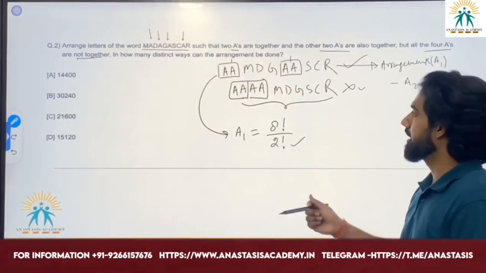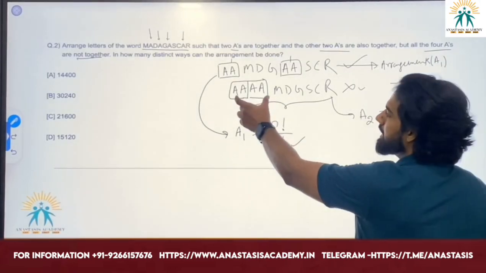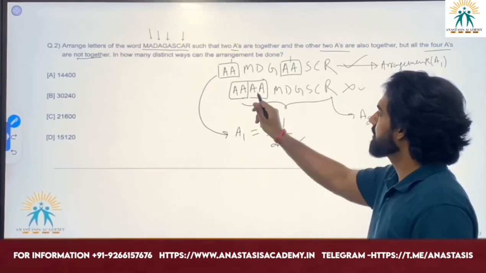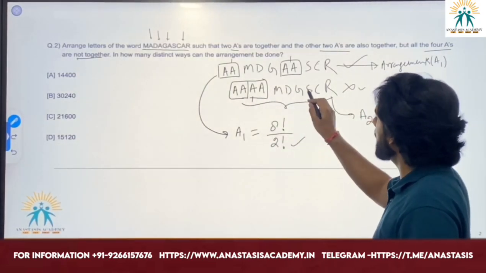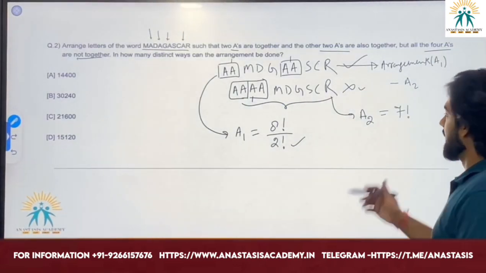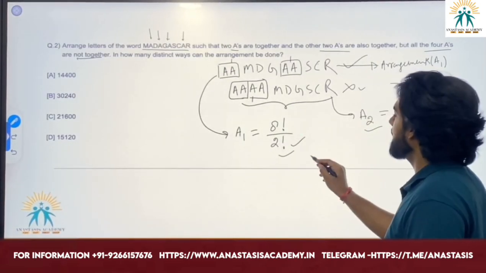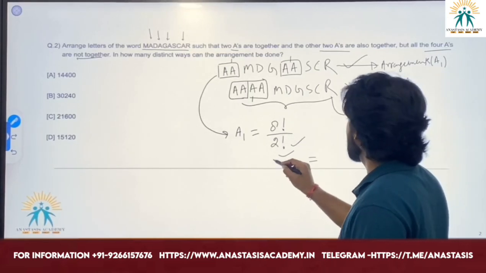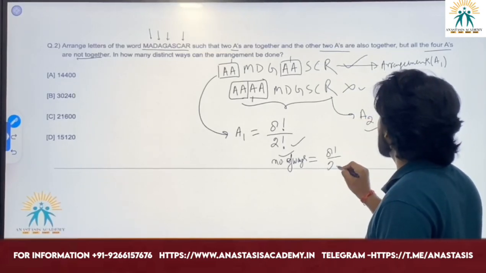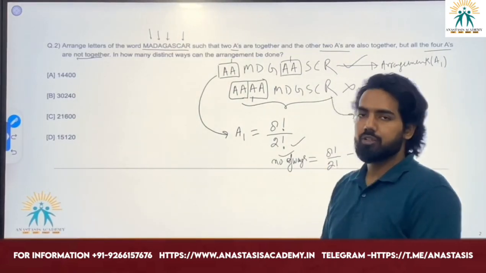I have divided by 2 factorial. Now arrangement 2, that is the arrangement of this type when all 4 A's are together, I would treat this packet as a single object. So this is one object, 1, 2, 3, 4, 5, 6 and 7. This is 7 factorial, and I need to subtract this A2 from this A1. So the number of required ways would be 8 factorial over 2 factorial minus 7 factorial. These are the total number of distinct ways possible.